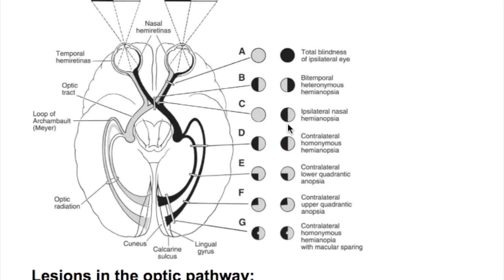The lesions in the optic pathway. Where in the optic pathway does a lesion produce ipsilateral nasal hemianopia? In the case of the right side, the right optic nerve and optic chiasma, where the fibers are not decussating, a tumor or a lesion over here that involves these fibers of the right temporal hemiretina, which has nasal visual fibers, will cause right or ipsilateral nasal hemianopia.